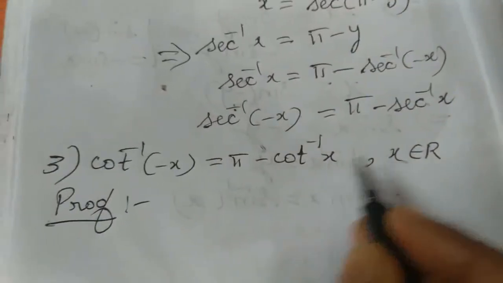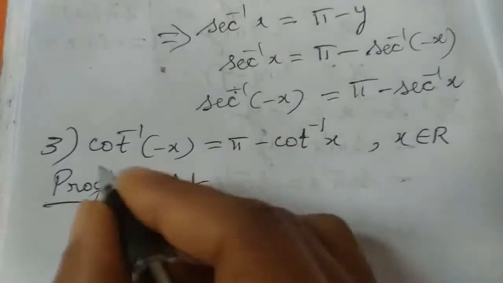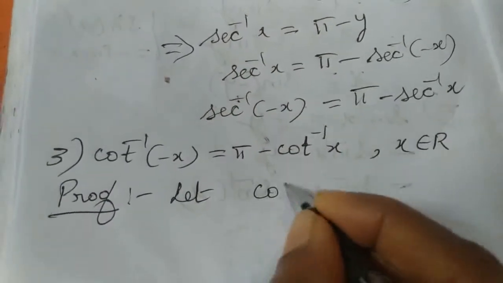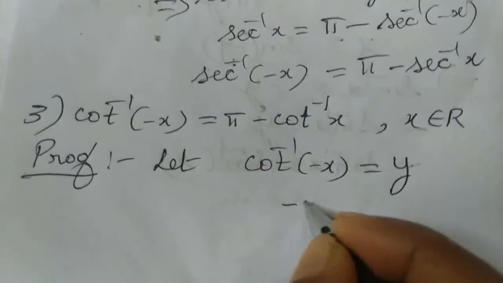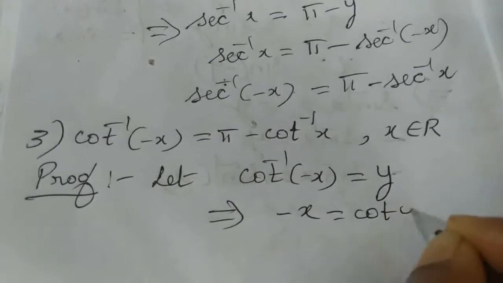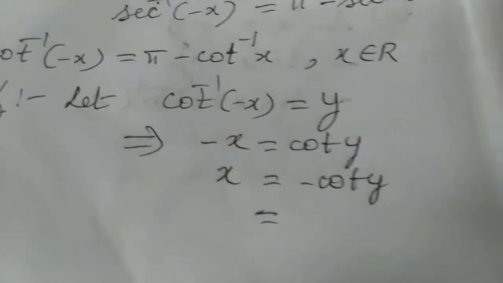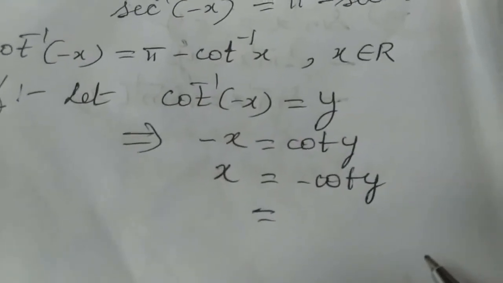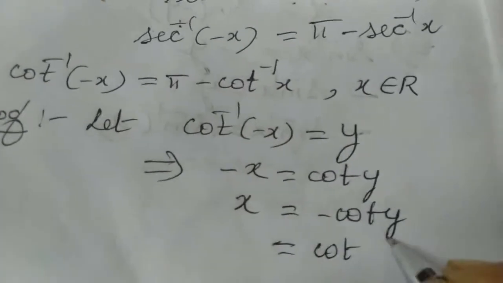Next, the third one: cot inverse of minus x is pi minus cot inverse x, where x belongs to all real numbers. The proof is similar to the previous one. Let us call this as y. Let cot inverse of minus x be equal to y. Now, minus x is cot y. Now change the sign throughout. It is plus x is equal to minus cot y. Here also it is not possible to write cot of minus y because cot of minus y is not equal to minus cot y. Therefore, I will write like this: cot of pi minus y.